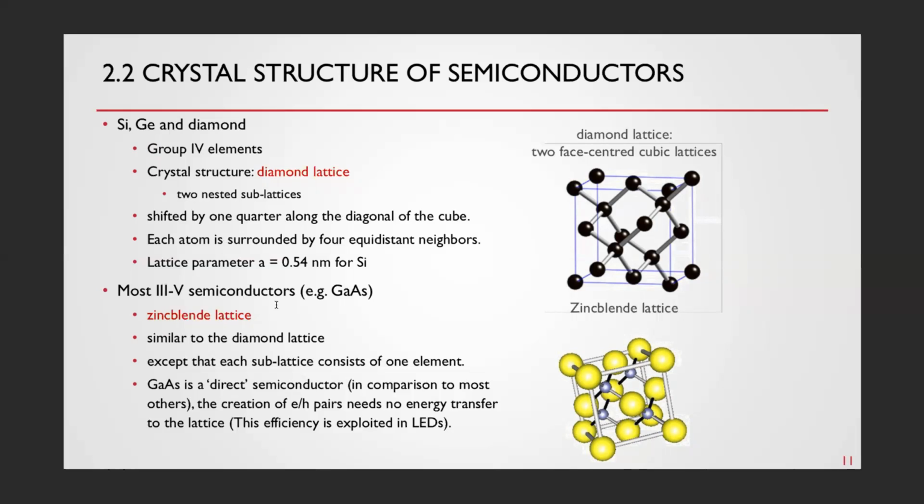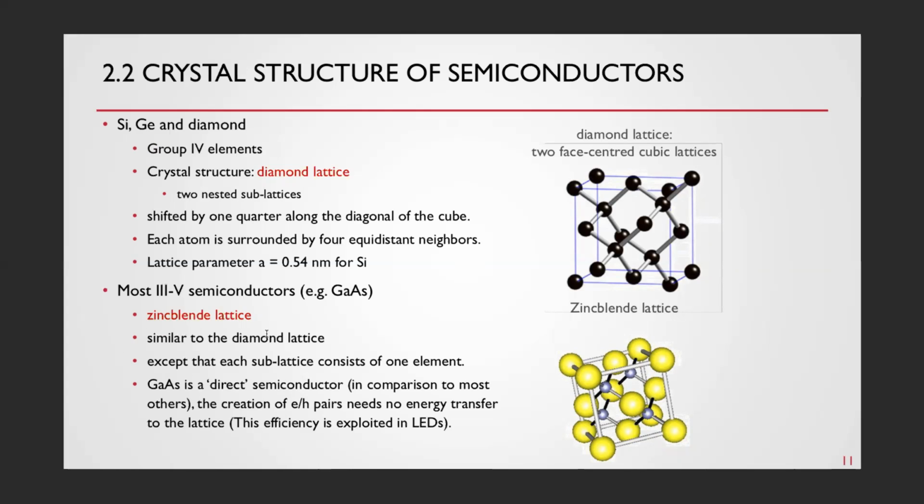Most of the compound semiconductors come in the zinc blende lattice. In fact, this is the same lattice. However, on each sublattice, you have one of the compounds sitting. So globally, it is the same lattice, but each sublattice is occupied by one of the compounds.